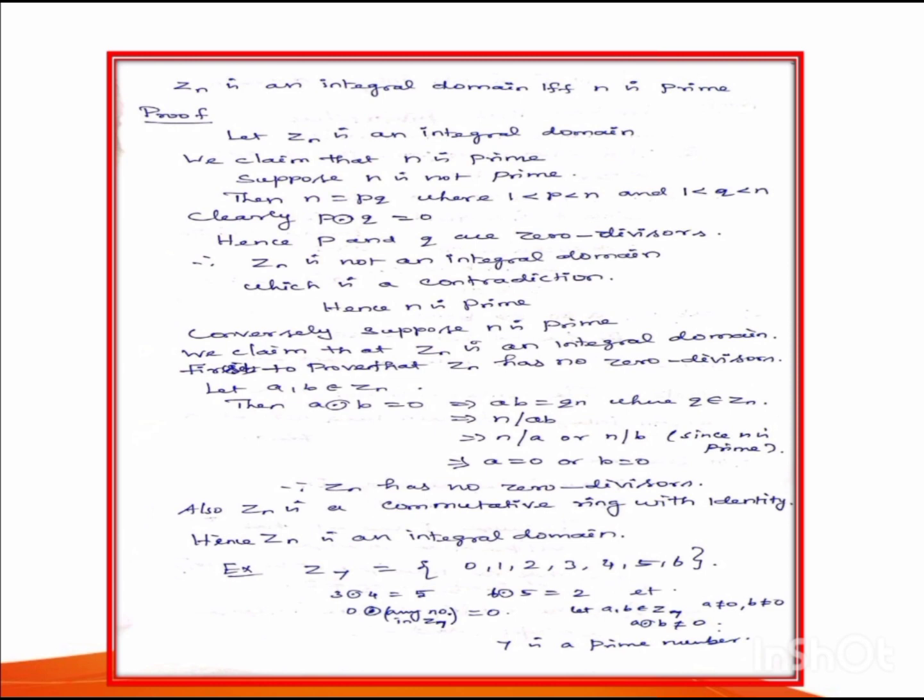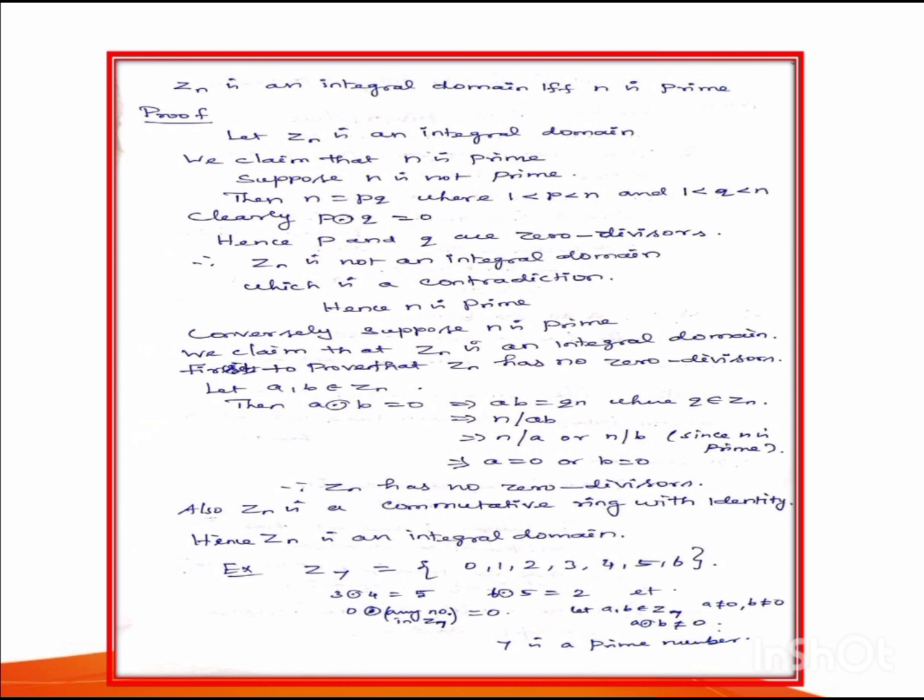Next, the third condition is satisfied. The first two conditions are clearly satisfied, because Zn means the set of all 0, 1, 2, etc., n minus 1. Take any two values as the product value. For example, 5 ∘ 2 value is the same as 2 ∘ 5. So the commutative law is satisfied, and 1 belongs to Zn. This set has a unit element. Therefore Zn is a commutative ring, has a unit element, and is without zero divisors. Therefore Zn is an integral domain.